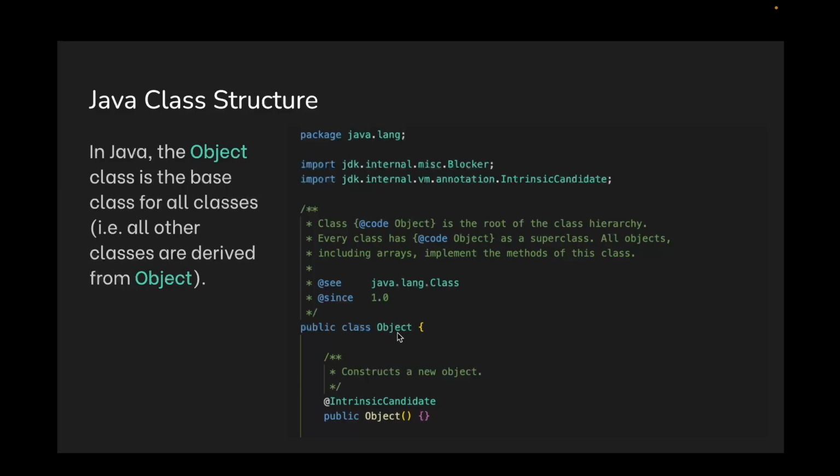This is defined by the Oracle developers themselves, and you can see this in your code. If you just type Object and then create an instance of the Object class, you can see that it's something you can actually make a variable out of. So in Java, the Object class is the base class for all classes. In other words, all other classes are derived from Object.